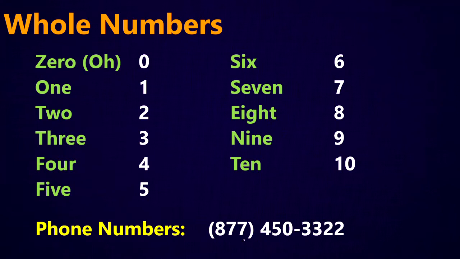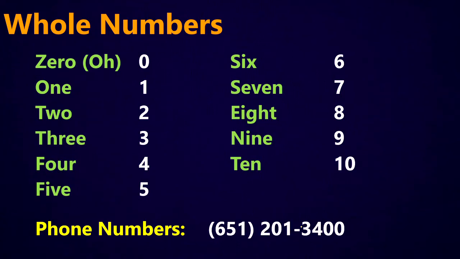For a number like this, we might say 877-450-3322, or we could say 877-450-3322, or 877-450-3322. So there's a few different ways that somebody would say this, but usually with these last 4 numbers, we would group them in sets of 2 when we're pausing in between. So we would pause after the first 3, pause after the second 3, and then 2, and then 2.